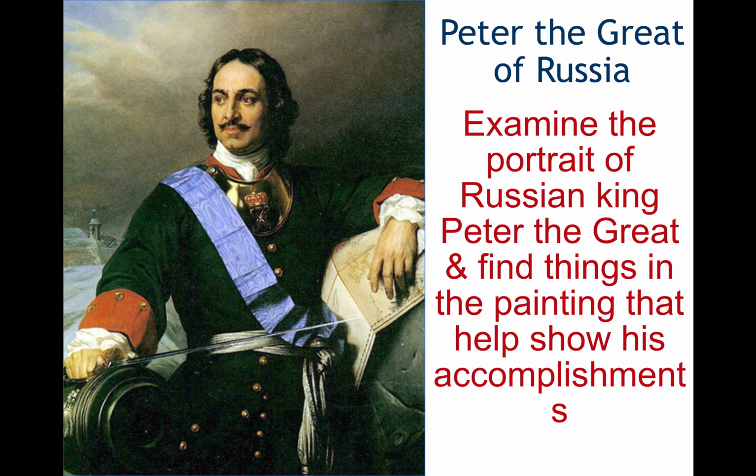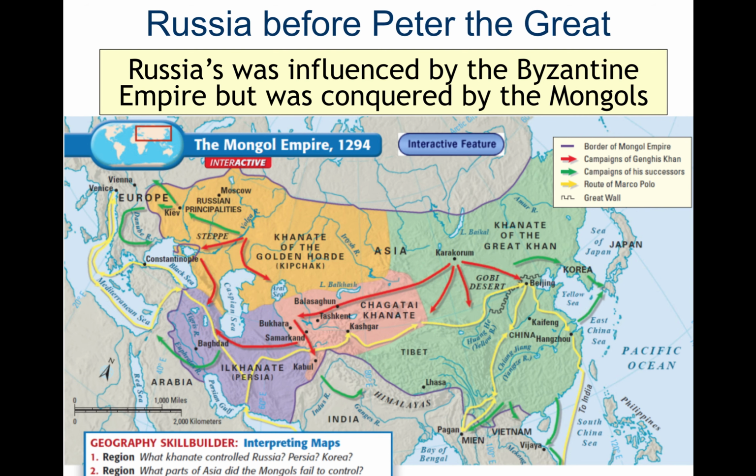All right, Peter the Great, I'm going to go very quickly through just to kind of finish up here. But we see a picture of Peter the Great, so a little different in the way he depicts himself than Louis XIV did. It says Russia before Peter the Great. Russia was influenced by the Byzantine Empire, but had been conquered by the Mongols, both of which we talked about, right? Kiev getting its start from influence by the Byzantine Empire, and then they were conquered by the Mongols, became part of the Khanate of the Golden Horde.